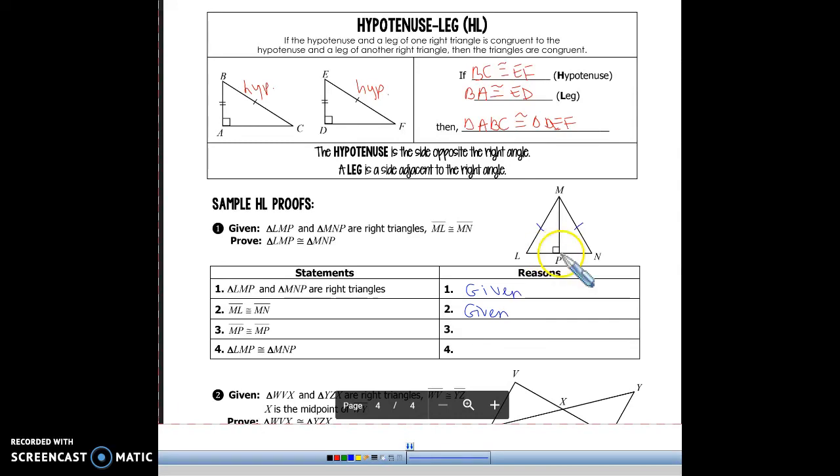We do know in this triangle that they share a side, MP. So it is congruent to itself. That is the reflexive property. And therefore, since these are right triangles, this is all the information we need. We have congruent hypotenuses, and then we have one set of congruent legs, that MP that they share. So we can prove that triangle LMP is congruent to triangle MNP by hypotenuse leg.